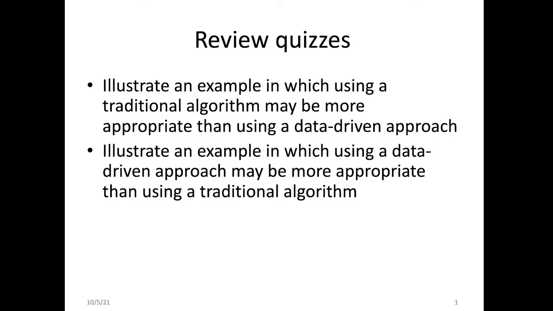Illustrate an example in which a data-driven approach might be more appropriate than a traditional algorithm. Okay, so if it's hard to enumerate all the rules, all the steps, then perhaps it's more appropriate to use a data-driven algorithm, especially if labeling cost is low but enumerating all the rules is very difficult. In this situation, a data-driven approach is probably better.